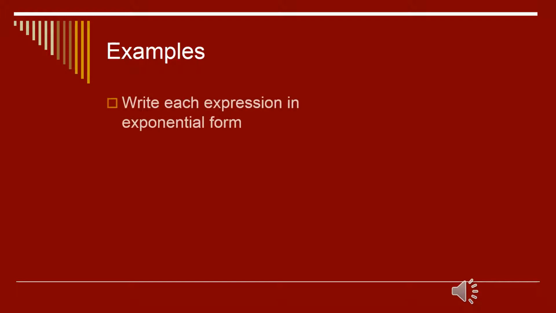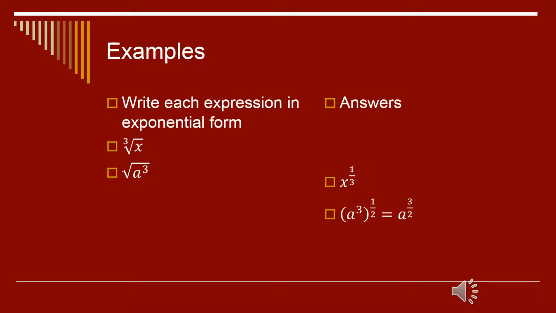Here are some examples. Pause the video at this point to give yourself a chance to do the examples on your own. Here are your answers. The cube root of x becomes x to the 1/3 power. And the square root of a to the 3rd becomes a to the 3rd to the 1/2 power. And then we apply our power to a power rule, and we get a to the 3/2 power. If you're having any issues with this particular lesson, please consult your teacher in class.